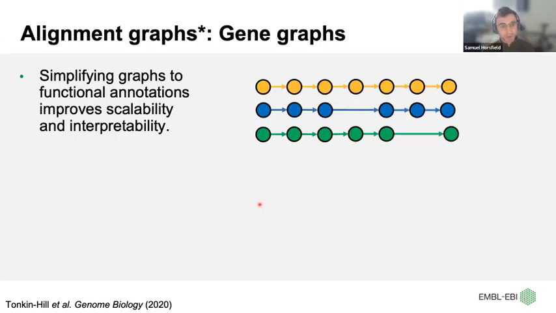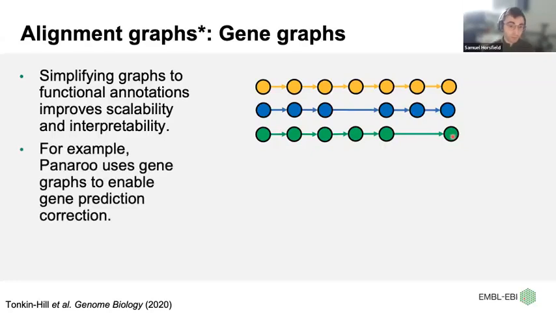Gene graphs, in the same way as other pangenome graphs, simplify and compact down variation from linear sequences to a graph-based format. But rather than working on a nucleotide level, so merging nodes based on the presence or absence of A, C, Gs, and Ts, these gene graphs merge whole genes together into single nodes. So imagine that we have called all the genes in a linear genome, in a yellow genome, a blue genome, and a green genome. Tools such as Panaroo build gene graphs to improve gene prediction correction.